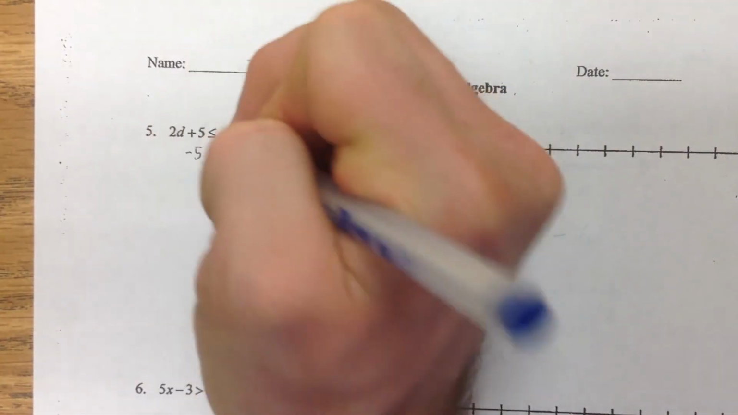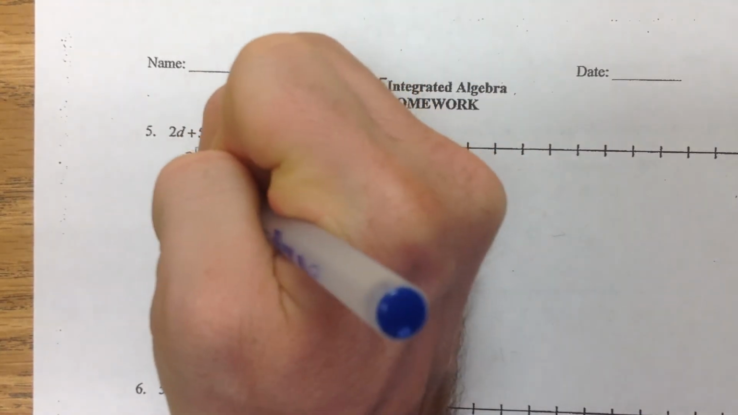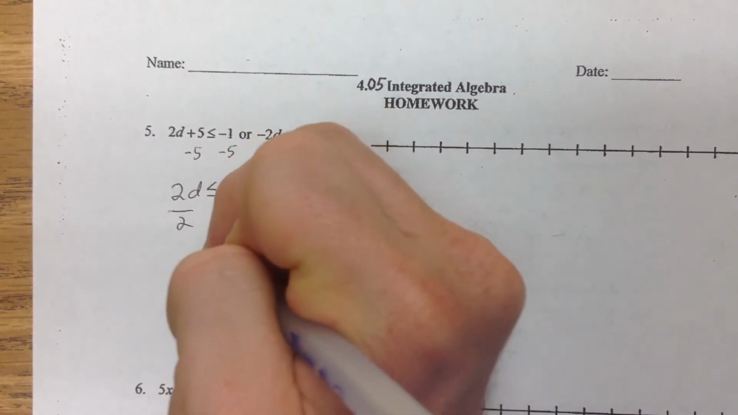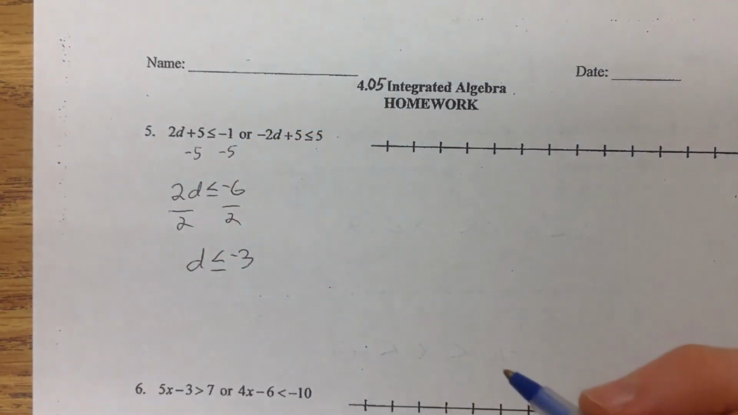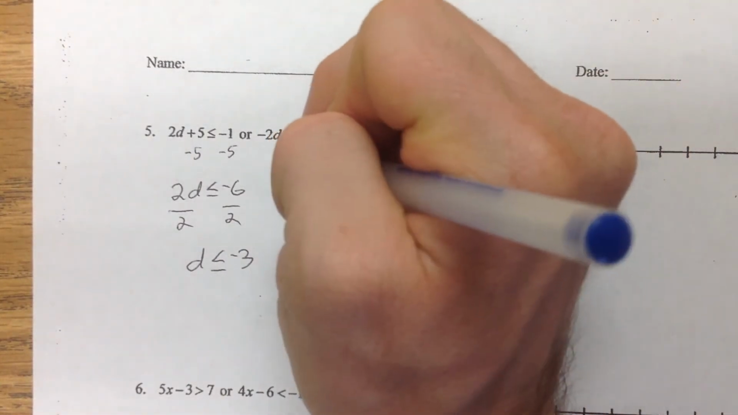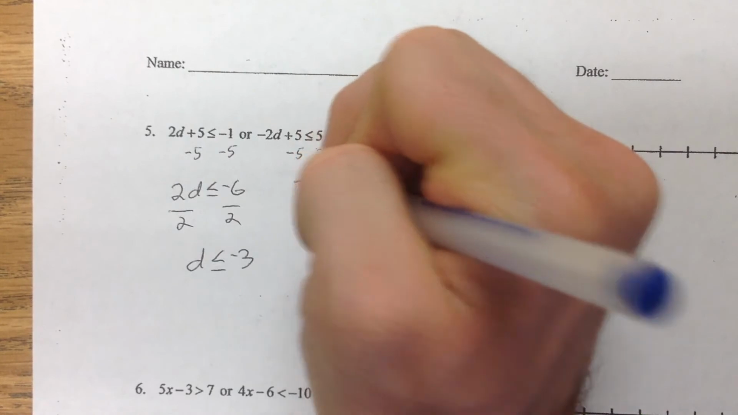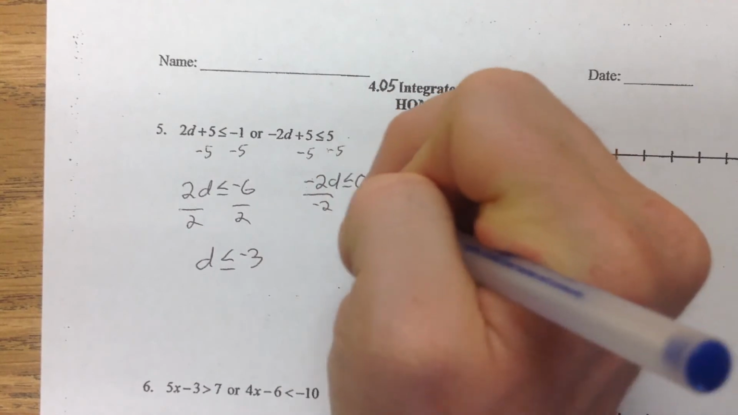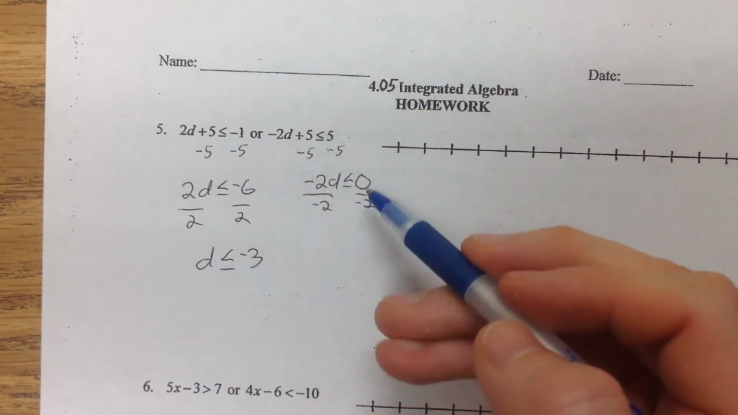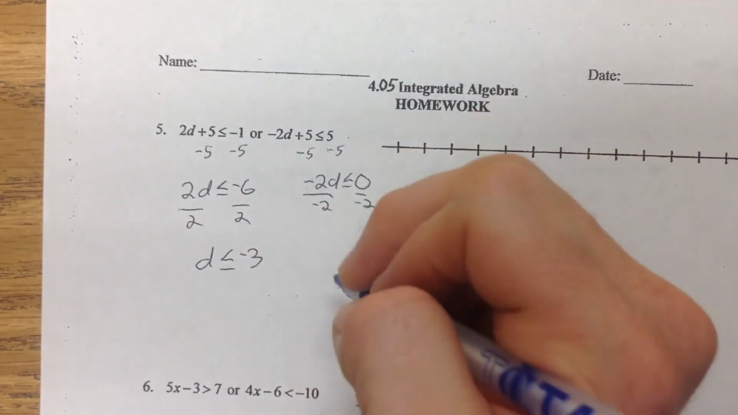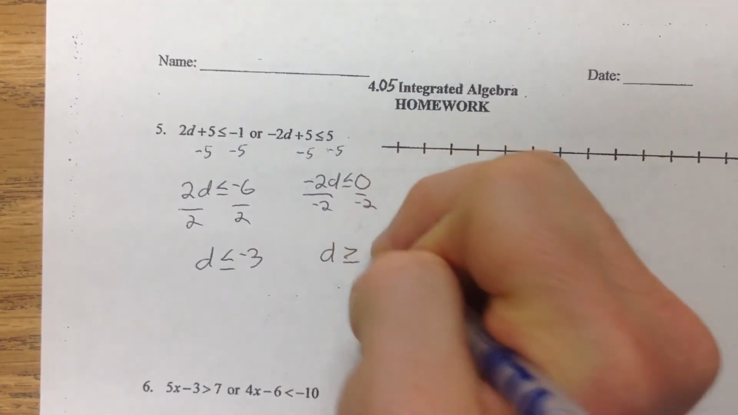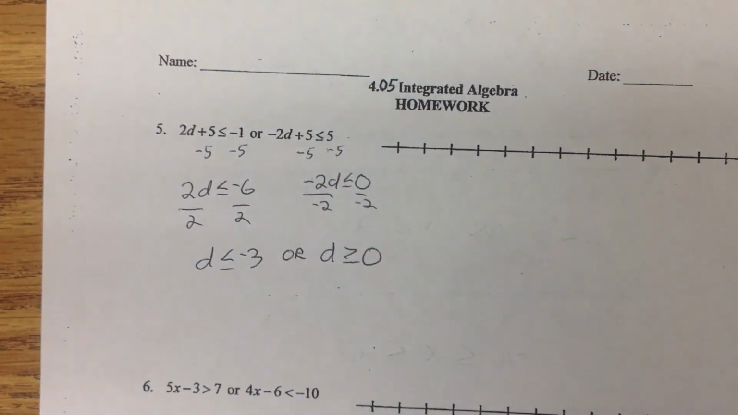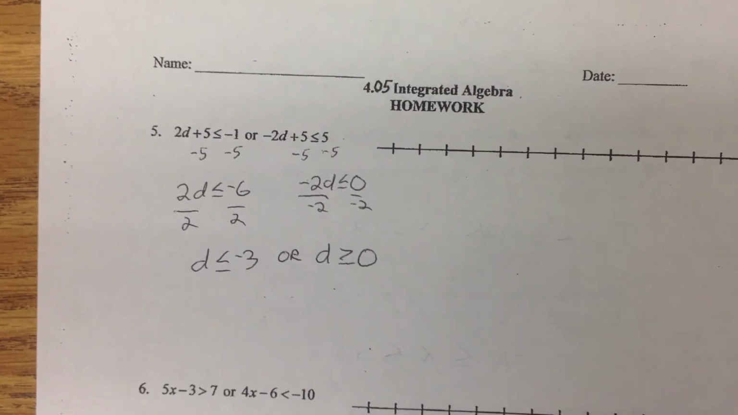We do this one first and say, all right, minus 5. 2d is less than or equal to negative 6. Divide by 2, divide by 2. D is less than or equal to negative 3. And then after we've done that, we go and do this one. Subtract 5, subtract 5. Negative 2d is less than or equal to 0. Divide by negative 2, divide by negative 2. Even though the negative is not really going to change anything on this side, we still divided by a negative, so this becomes d is greater than or equal to 0. So we have these two different solutions: d is less than or equal to negative 3, or d is greater than or equal to 0.